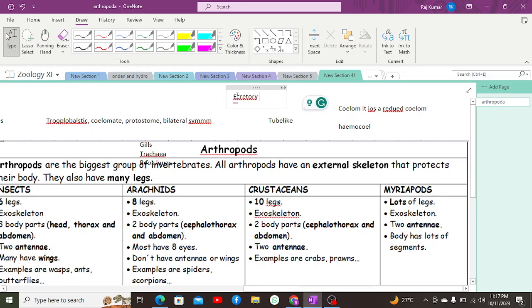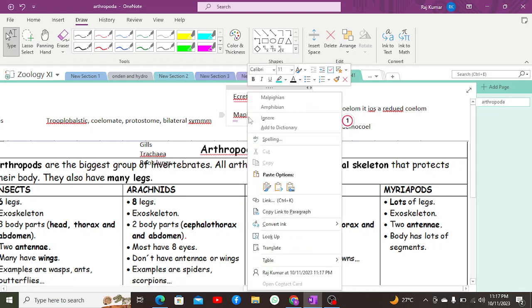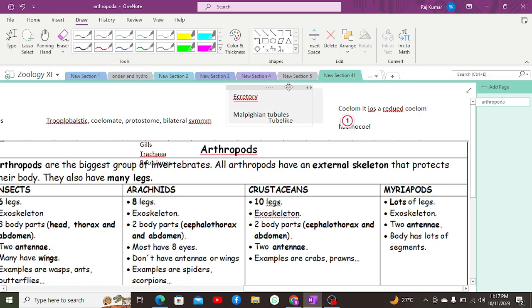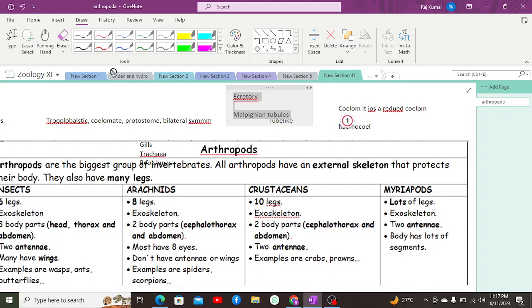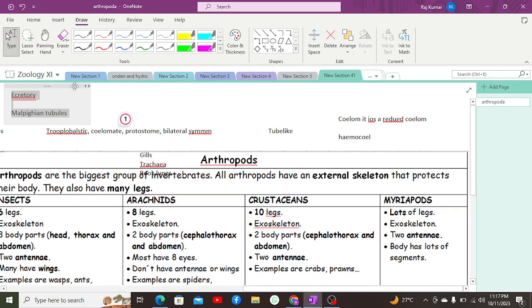Rest, we have the excretory system. The excretory structures are such that they contain malpighian tubules. These malpighian tubules are present between the midgut and hindgut, where they cause excretion.